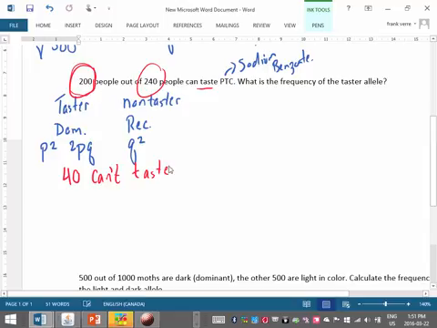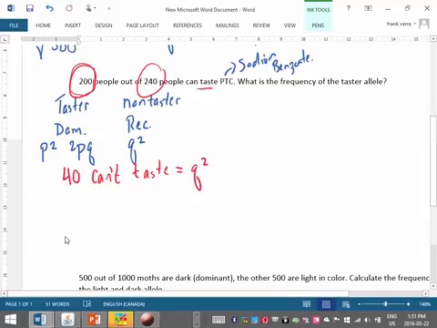Exactly. Look, we have 200 people that can taste. For all you know, that could be 200 homozygous dominant individuals. It could be 200 heterozygous. We don't know. But this is what we do know. We know that 40 can't taste, and we know that they must be Q squared. So that's what we start with.